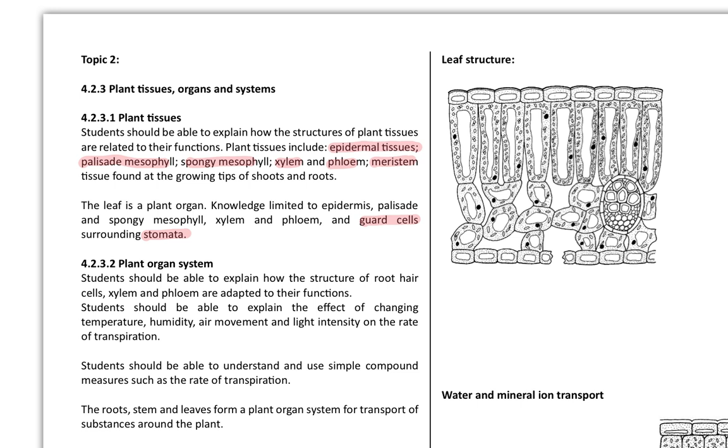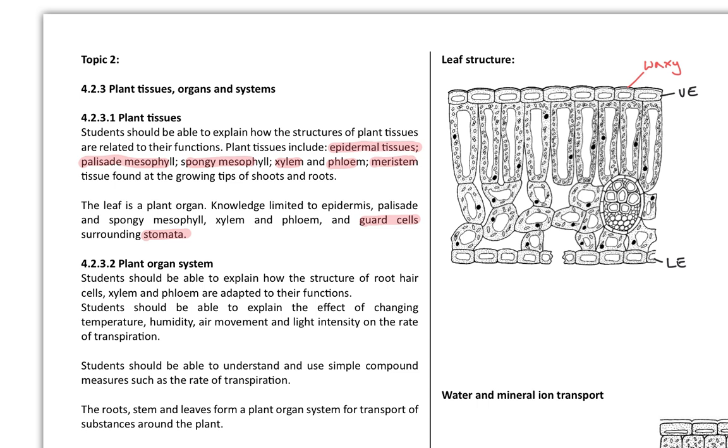This is our upper epidermis. I'm just going to call it UE for upper epidermis. Again, if you're filling this in, you can do it fully. And then this down here is the lower epidermis. Epidermis means outer skin. The upper epidermis has got this layer of wax on it. So there's like a waxy layer on the outside, and that means it's waterproof, which I guess they could ask about. Crucially, there's no stomata on the upper surface, and there are stomata on the lower surface.